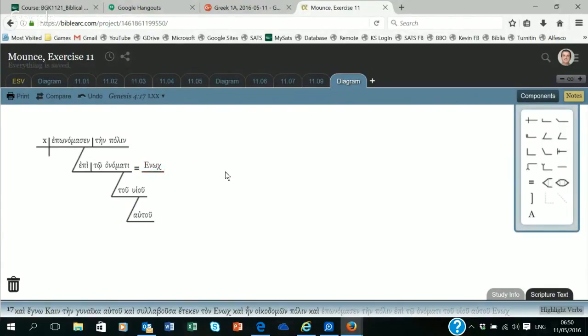All right, so that's our final diagram. Unexpressed subject because it's embedded in the verb. Epenomasen, he named ten polin, the city. How did he name it? Epi to onomati, on the basis of the name. Tou huiou, of the son. Whose son? Autou, his son. And his son's name was Enoch.